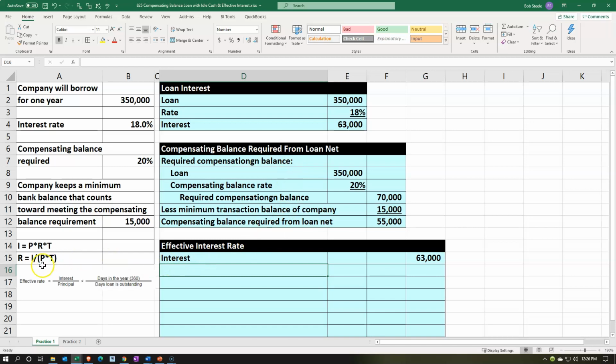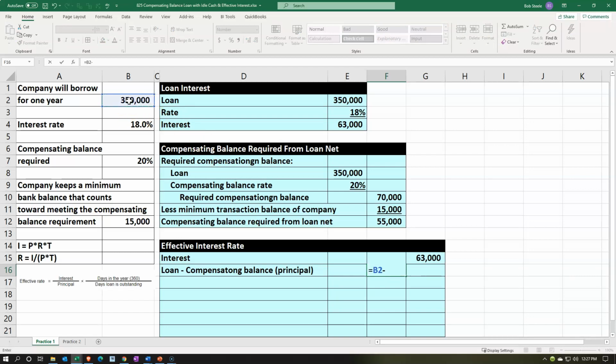And then I'm going to be picking up the bottom half of this calculation, which is going to be the principal times time. Time's just going to be 1 in this case. So I'm going to say the principal, or let's say loan minus the compensating balance. And that we could call the principal, which is kind of a confusing term here. We're going to say, all right, well, the loan was this 350,000, but we have this 55,000 that's going to be kind of idle for us. So we've got the 295,000 amount here.